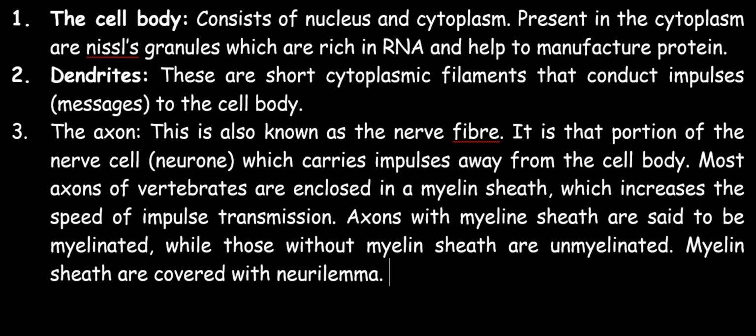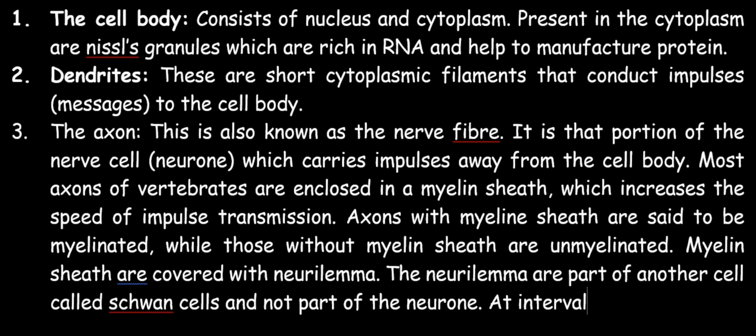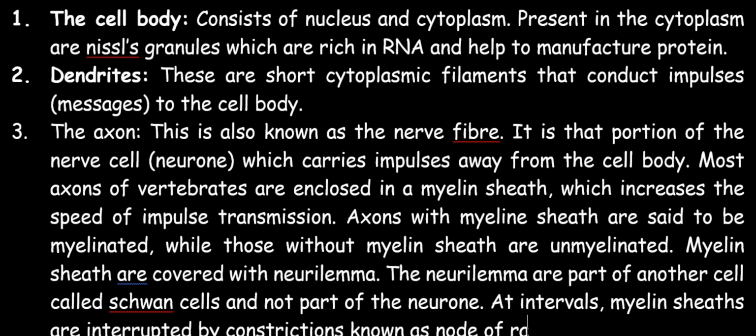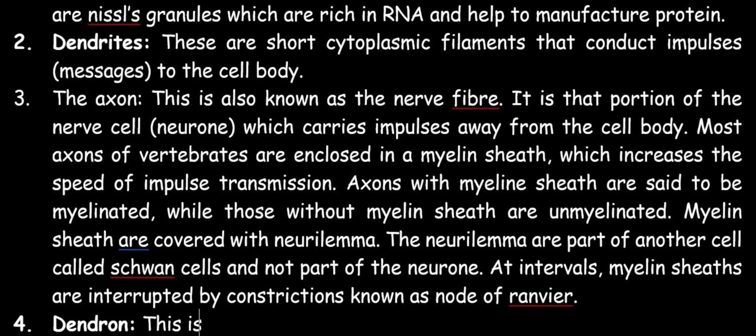The neurolema are part of another cell called the Schwann cells. They are not part of the neuron itself. At intervals, myelin sheaths are interrupted by constrictions. It's known as the node of Ranvier. The next structure we look at is the dendron. The dendron is a long fiber that conducts impulse from a synapse to the cell body.